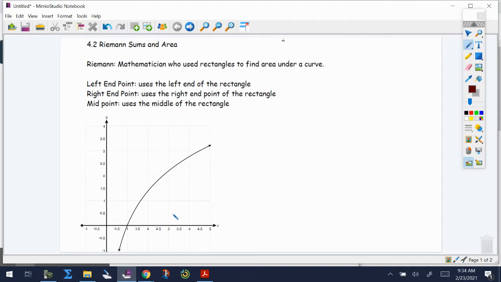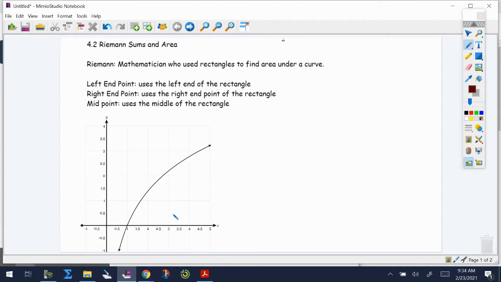So we're going to take a step back from integration and talk about how we look at area under a curve. What are algebraic ways to establish an estimate for area under a curve, which will eventually lead to what we do in calculus. So we're going to start with something called a Riemann sum.